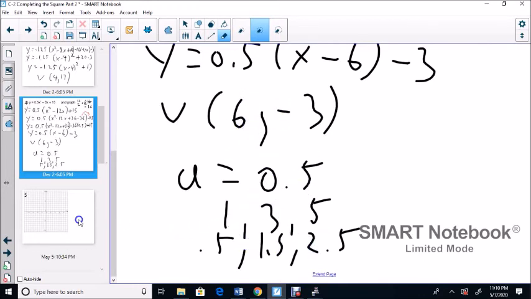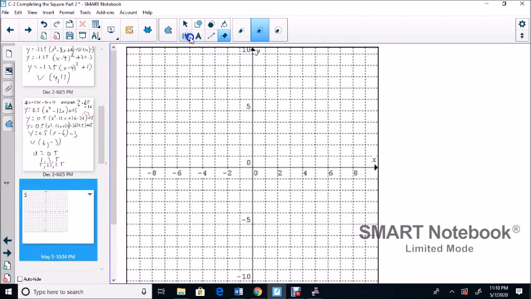So let's graph 6, negative 3 here. So we use our mouse here, use a pen. We'll go to 6 and 1, 2, 3 down here. We'll put a dot at 6 and 3 down. Over 1, up 0.5. Over 1, up 1.5. Over 1, up 3.5. Over 1, up 4.5. So 4.5 is going to be here.